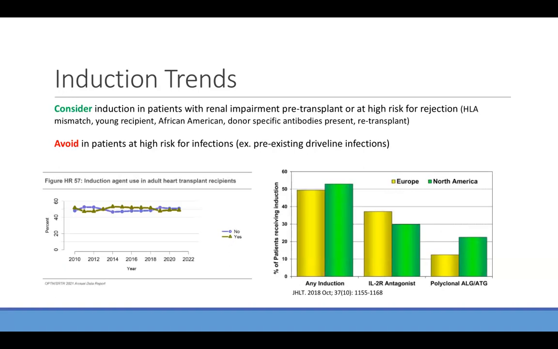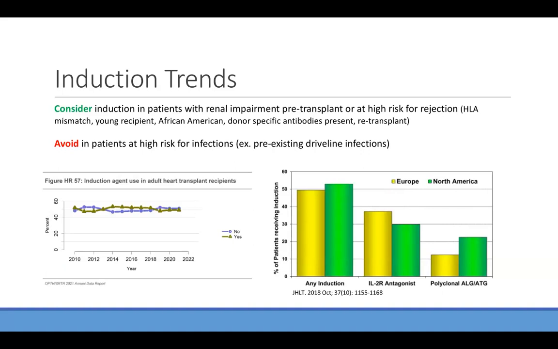The blue line shows the centers that do not use induction agents, and the green line shows the centers that do use induction agents. And if you can see, it's kind of a 50-50 split. Like we had mentioned before, half the centers are using induction agents, half of the centers aren't.